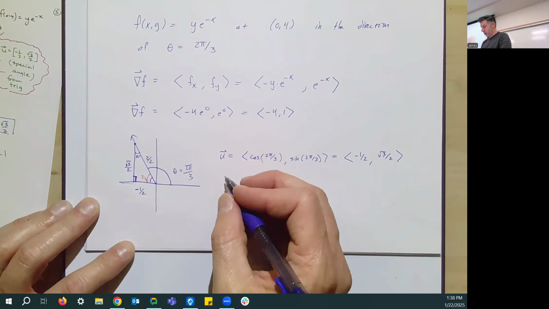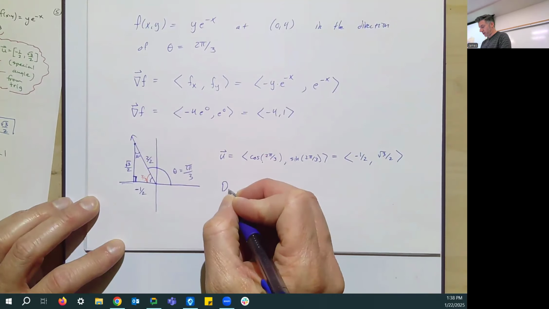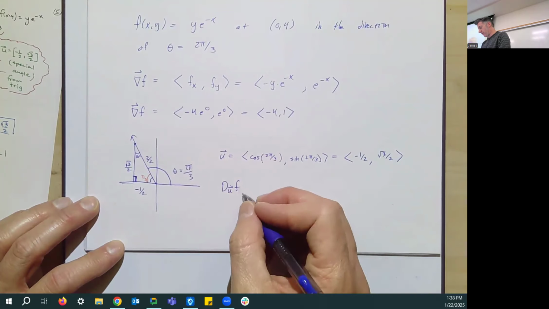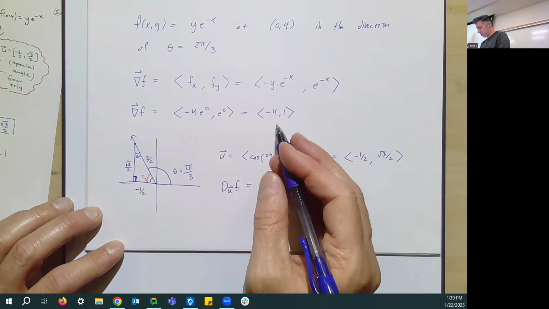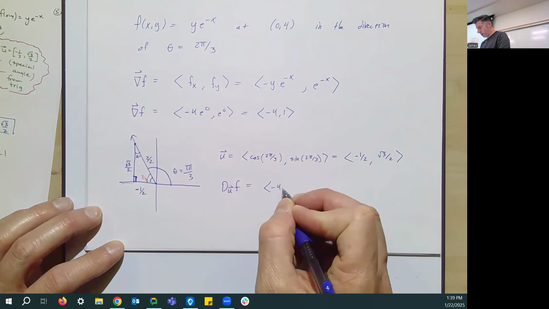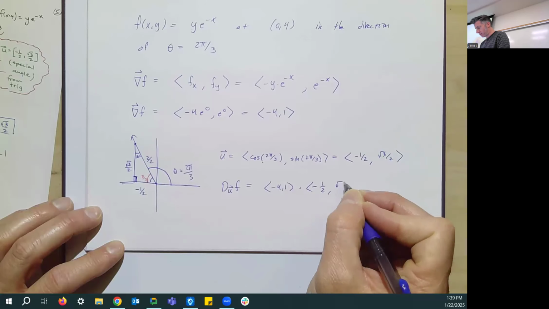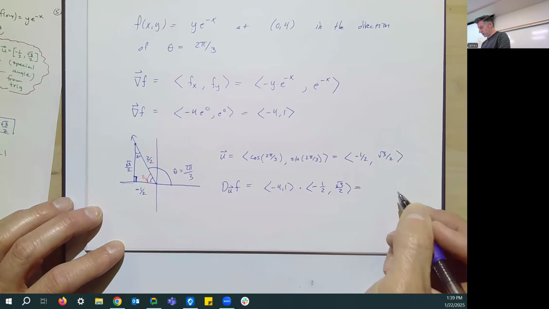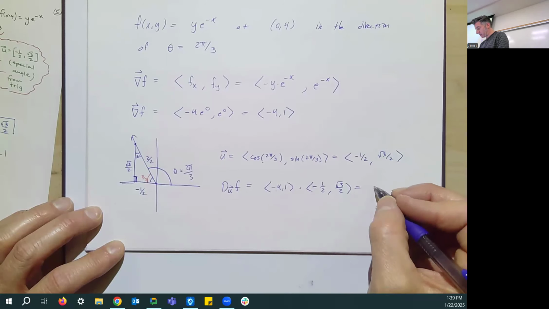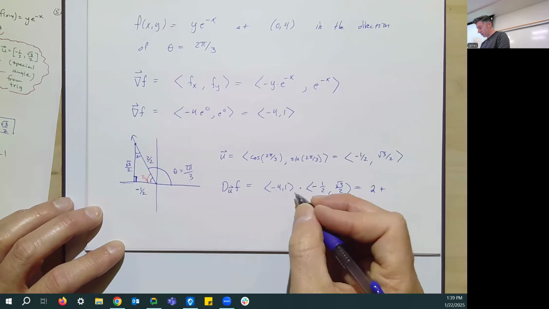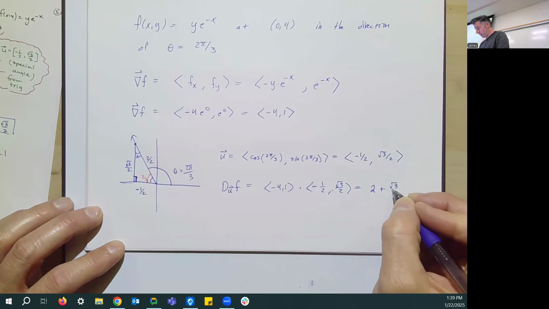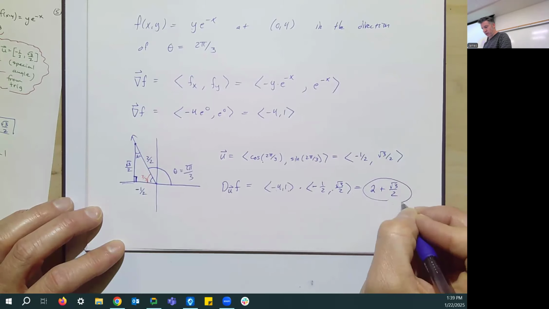So then our directional derivative of f in the direction of u is going to be our gradient, negative 4 comma 1, dotted with our unit vector, negative 1/2 comma root 3 over 2. Which is going to be, let's see, negative 4 times negative 1/2 is positive 2, and 1 times root 3 over 2 is root 3 over 2. And we can't really do much more than that, so we're going to leave it like that.